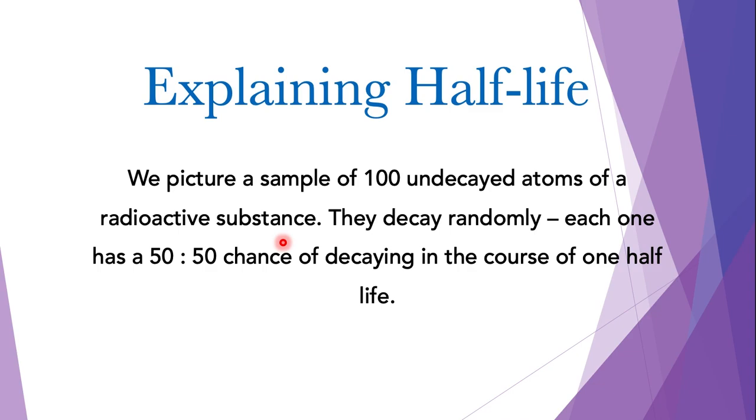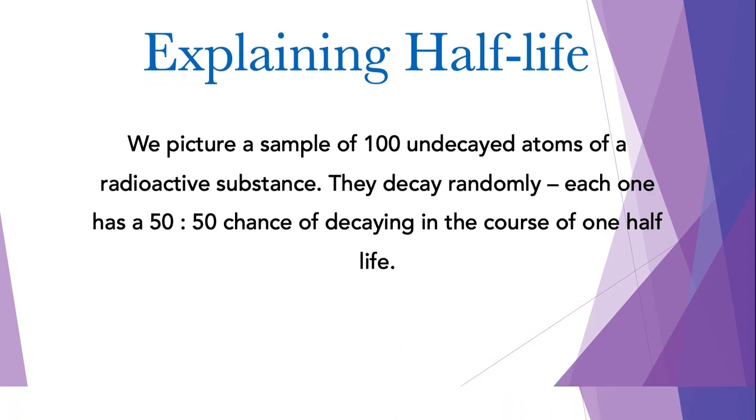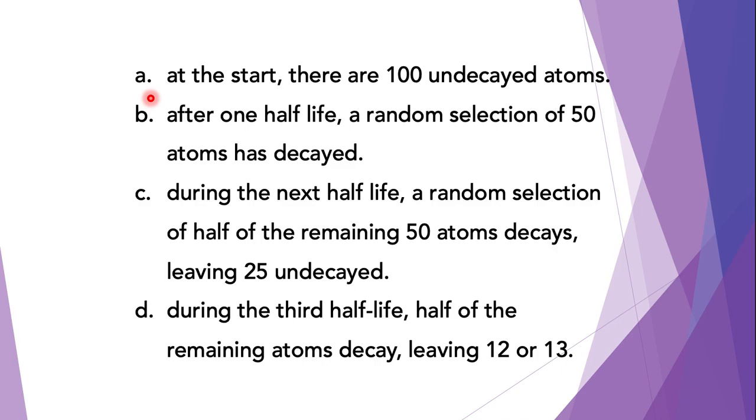Say for example, we picture a sample of 100 undecayed atoms of a radioactive substance. They decay randomly. Each one has a 50-50 chance of decaying in the course of 1 half-life. So, at the start, there are 100 undecayed atoms. This is the first stage. Then, after 1 half-life, a random selection of 50 atoms has decayed. So, half of the atoms have decayed. But now, during the next half-life, a random selection of half of the remaining 50 atoms decays, leaving 25 undecayed atoms.